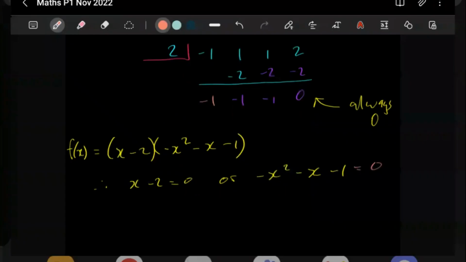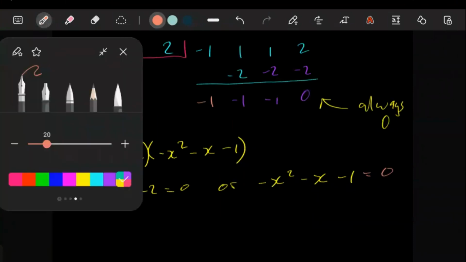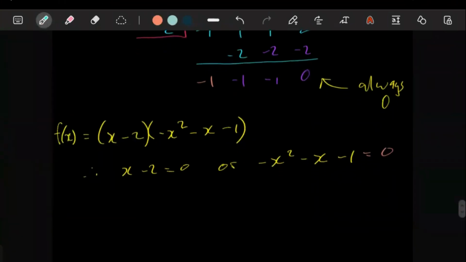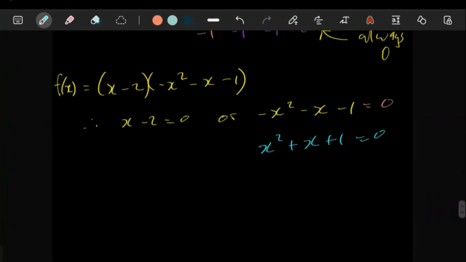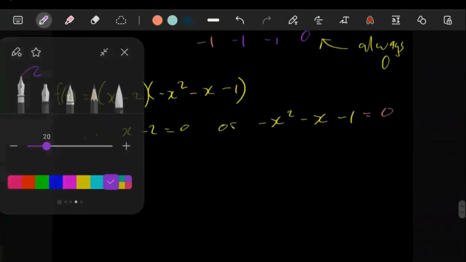From here, the idea would be to see if this can be factorized further, of which, if you want, you could take everything to one side. This is what you'd have. Then, factors of 1 that give a 1, none. So this cannot be factorized. But anyway, what this means is, if you're going to draw your sketch, you just have to be careful.